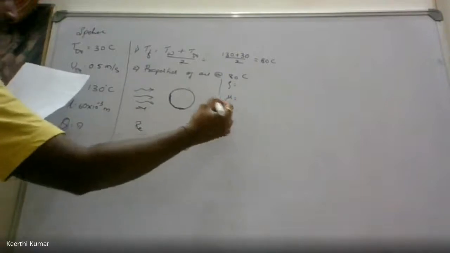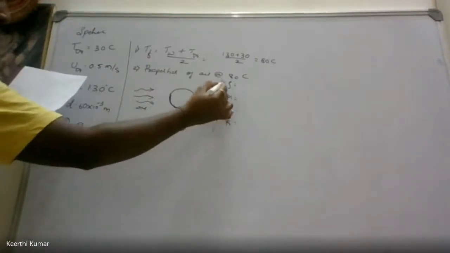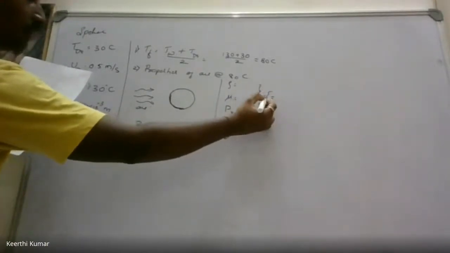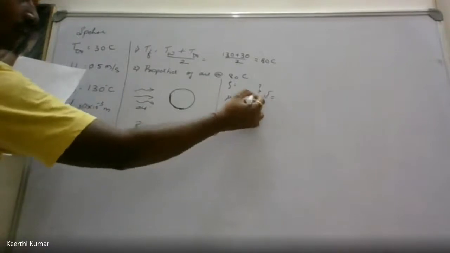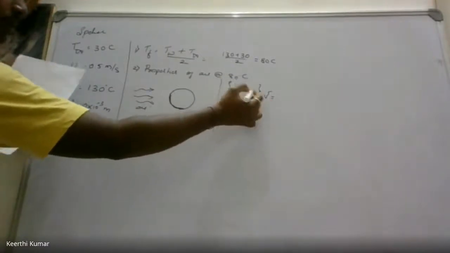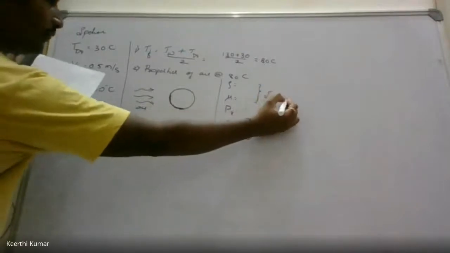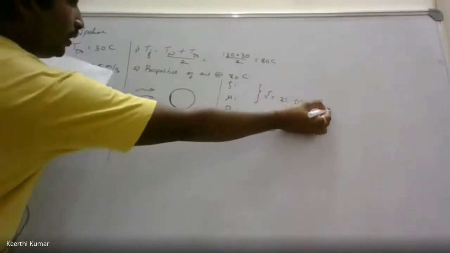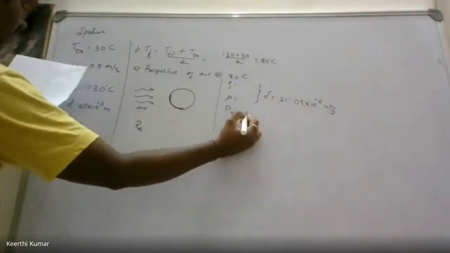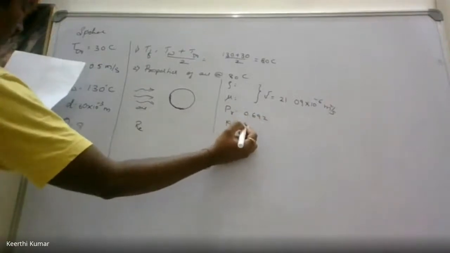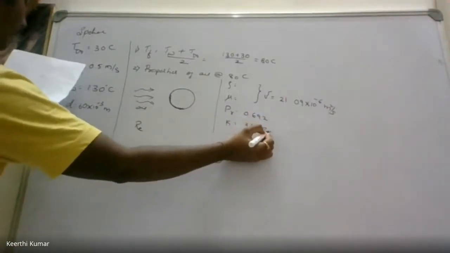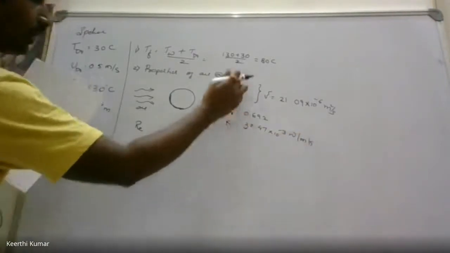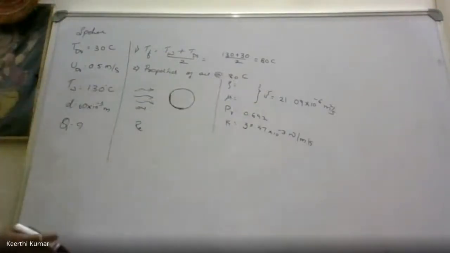Instead of taking rho and mu, I have taken the value of kinematic viscosity instead of dynamic viscosity. You know the relation between these two: mu divided by rho is kinematic viscosity. This value is 21.09 into 10 to the power of minus 6 meters square per second. Prandtl number is 0.692 and k is 30.47 into 10 to the power of minus 3 watt per meter Kelvin. So either you take rho, mu and everything, or you can take directly the kinematic viscosity.